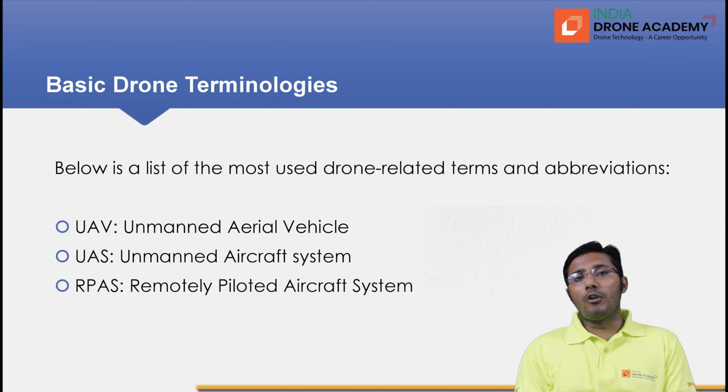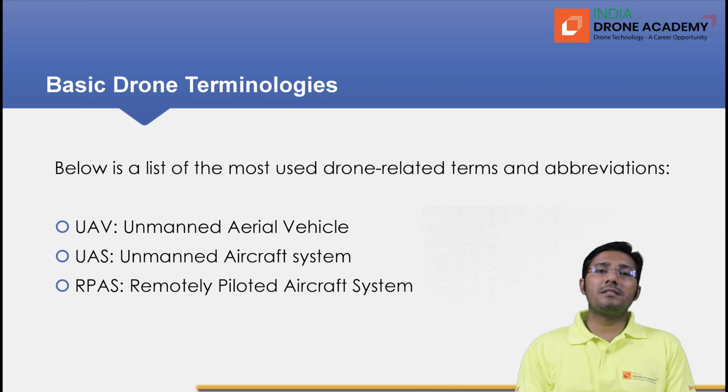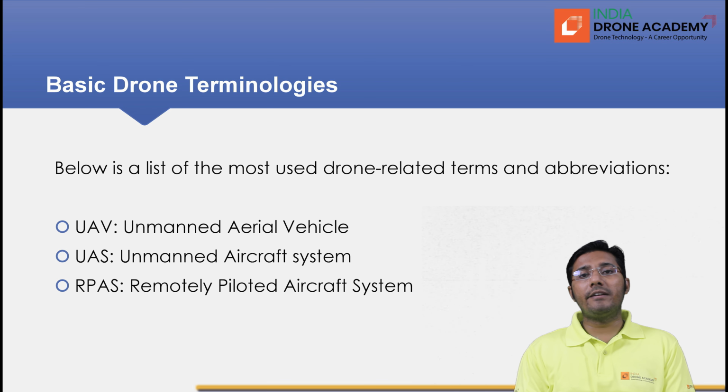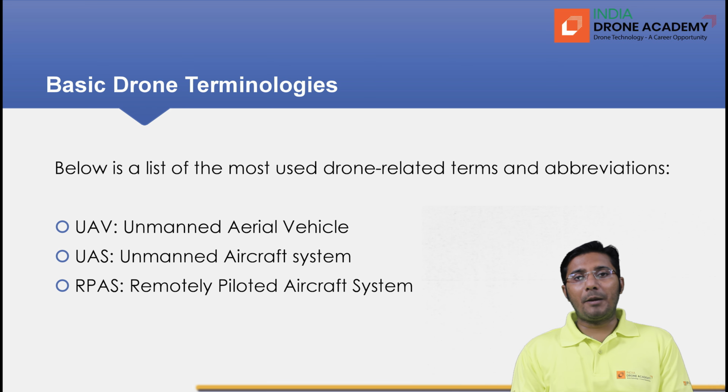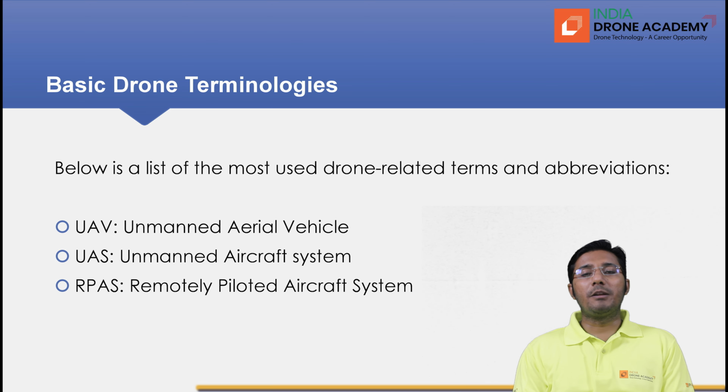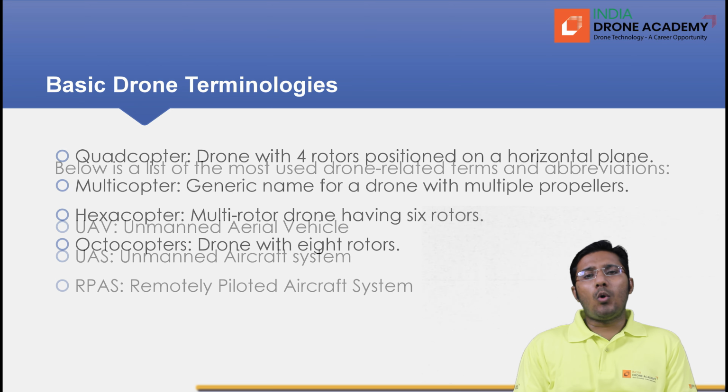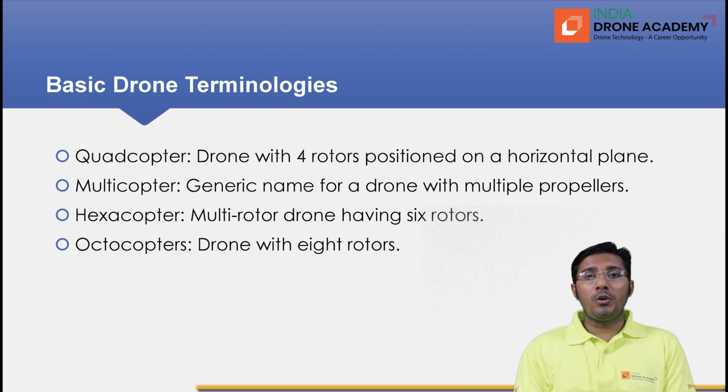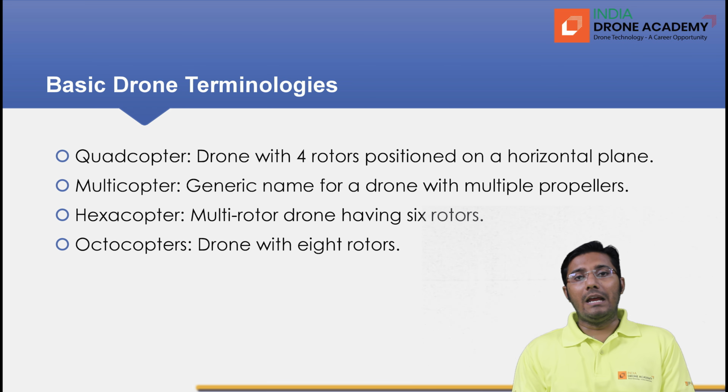UAV, full form, is Unmanned Aerial Vehicle. UAS stands for Unmanned Aircraft System. SUAS stands for Small Unmanned Aircraft System. RPAS stands for Remotely Piloted Aircraft System. Quadcopter is a drone having 4 rotors positioned on a horizontal plane. Multicopter is again a drone with multiple propellers.